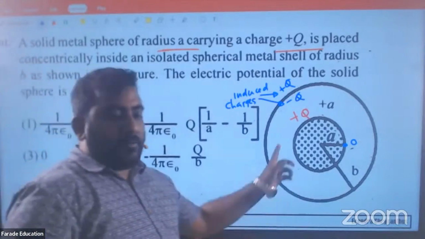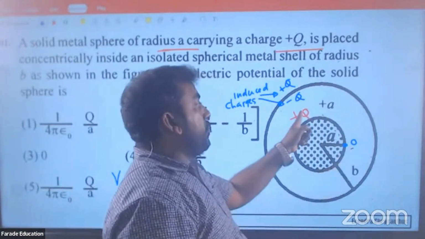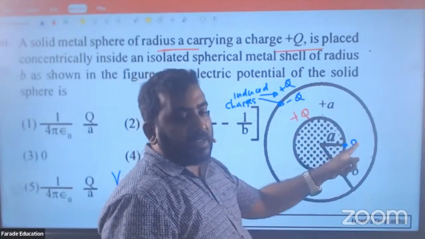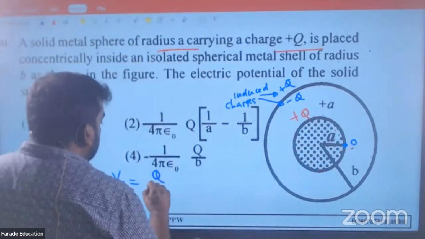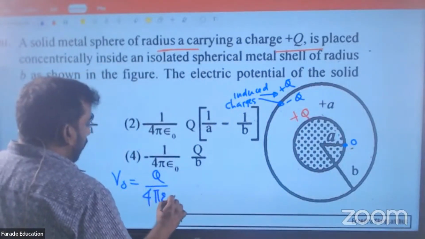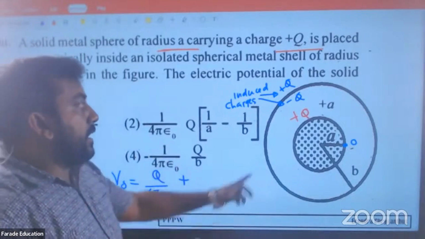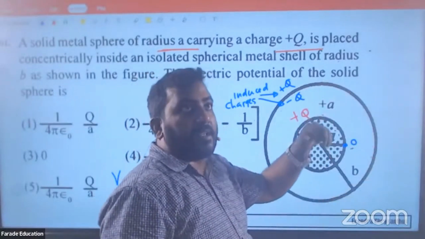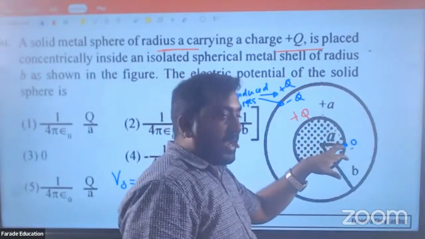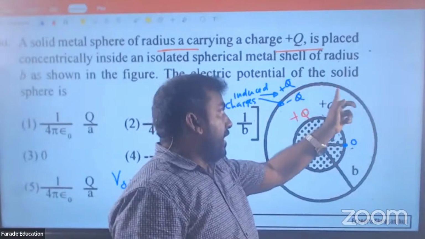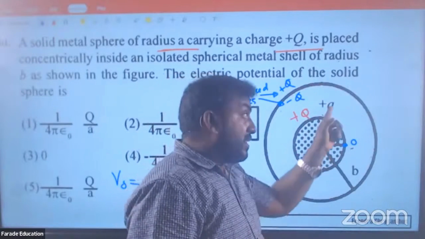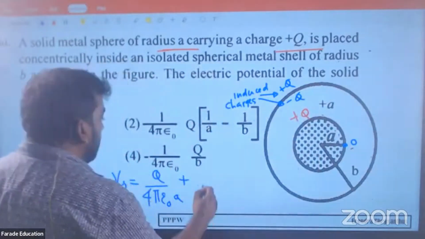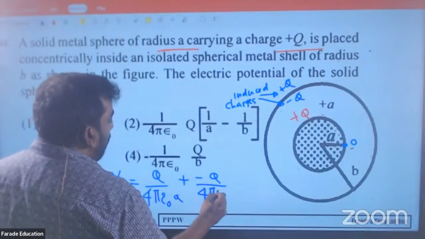First, we find the electric potential due to the sphere. Take all the charges, keep it at the center like a point charge. So Q divided by 4 pi epsilon naught A, plus. Where is point O if you consider the inner shell? Point O is inside. So potential inside and on the surface are both the same. So take all the charges, keep it at the center, find the potential at the surface. So minus Q divided by 4 pi epsilon naught B.